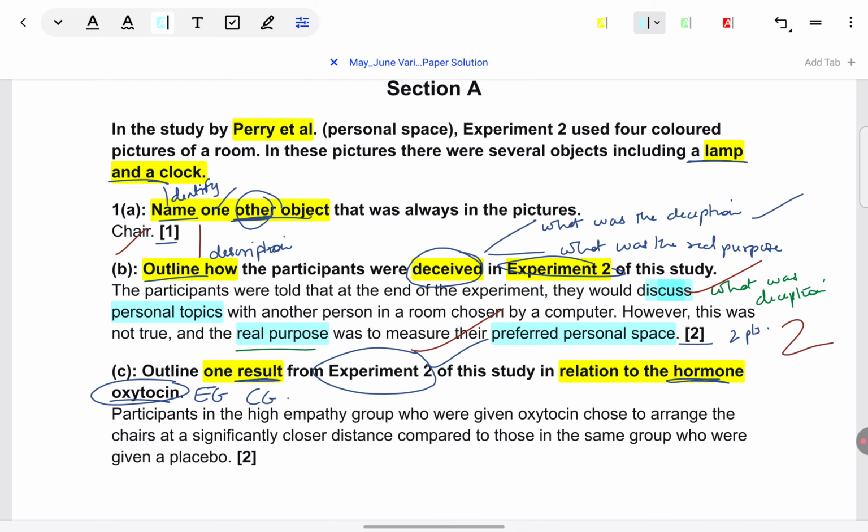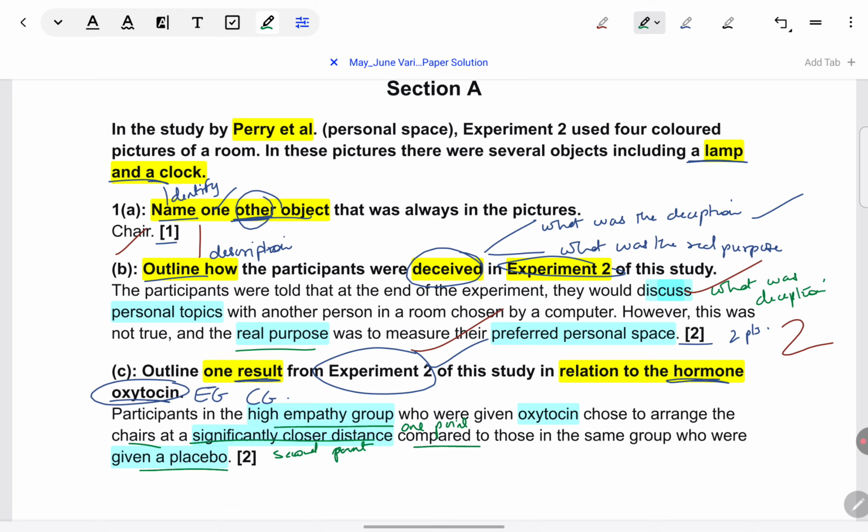Okay, here they have written that participants in the high empathy group who were given oxytocin chose to arrange the chairs at a significantly closer distance compared to those in this group who were given placebo. Now, what are the 2 points over here? First, specifying the result, closer distance of the chairs. That will be counted as 1 point. Second is clear comparison with the placebo group. That is the second point. In relative terms, the result has been given.